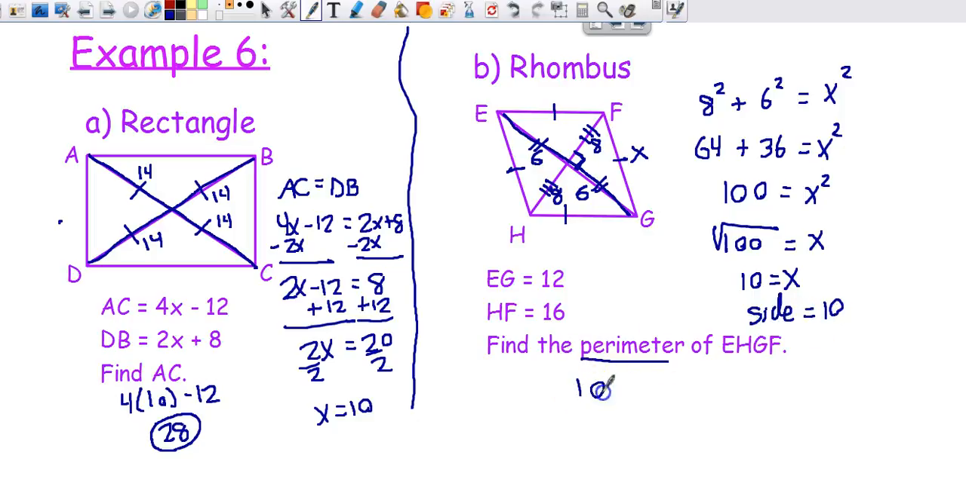Which means my perimeter is going to be 10 times 4. 10 plus 10 plus 10 plus 10. Perimeter's distance around. That's going to be 40 units, whatever that unit is.